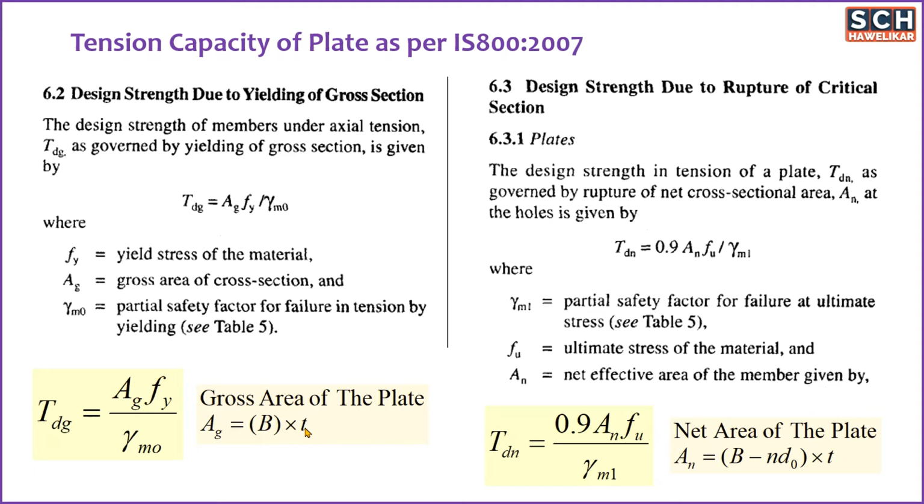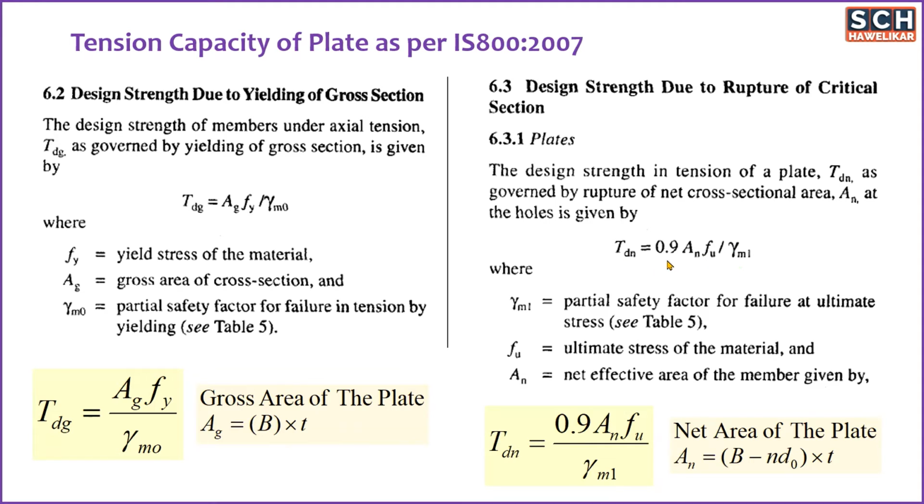Okay, and that will give us the gross area of the section. Then the design strength due to rupture of the critical section, we can calculate by using this particular formula, that is Tdn is equal to 0.9 An Fu divided by gamma M0.